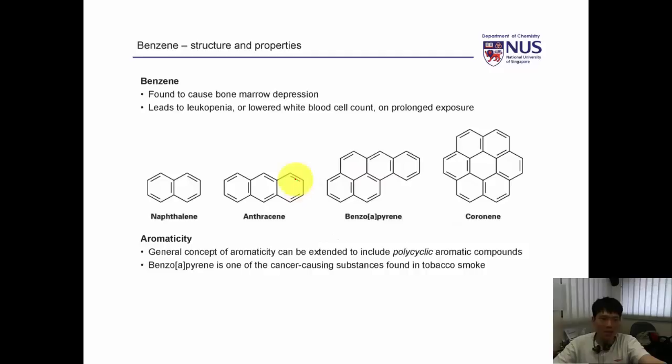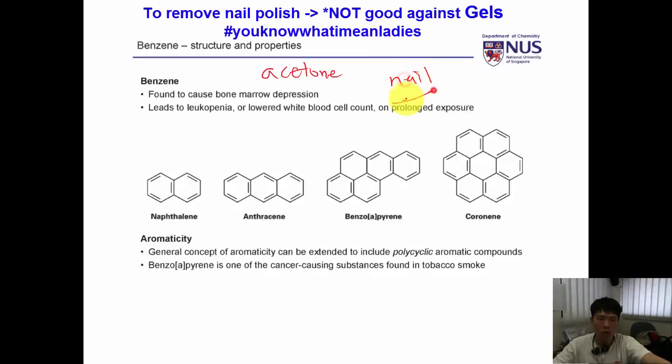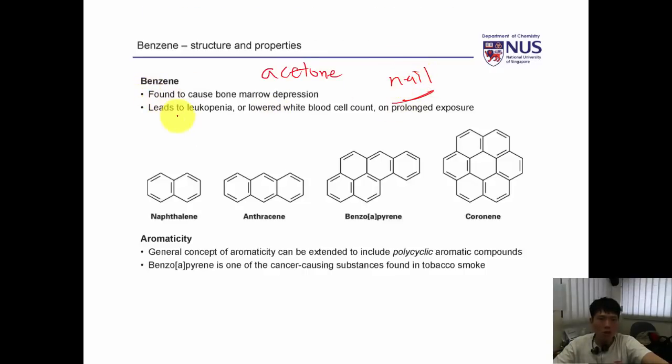So once again, benzene, they are found to cause bone marrow depression. They are not so good as a chemical reagent. That's why you don't really find them in your lab nowadays. Maybe 20 years ago, you find the lab to wash your reagents, to wash your glassware. It's very common. Nowadays, they use something which is very mild called acetone, which some of the girls will use. You find it in the nail varnish, turpentine to remove your nail polish. Benzene also leads to leukopenia, the lower white blood cell count on prolonged exposure.